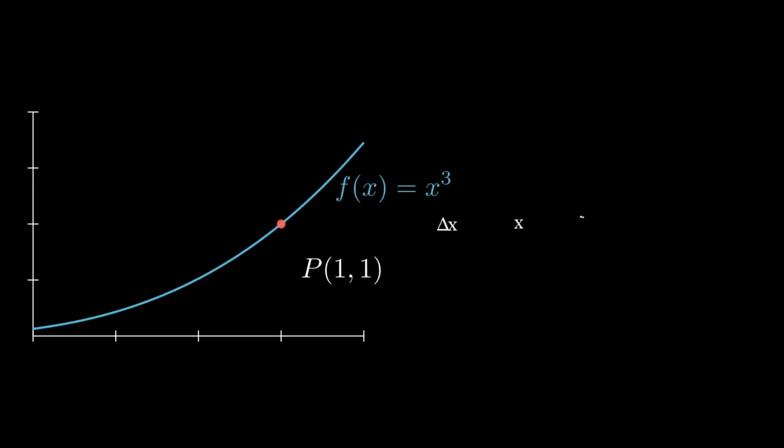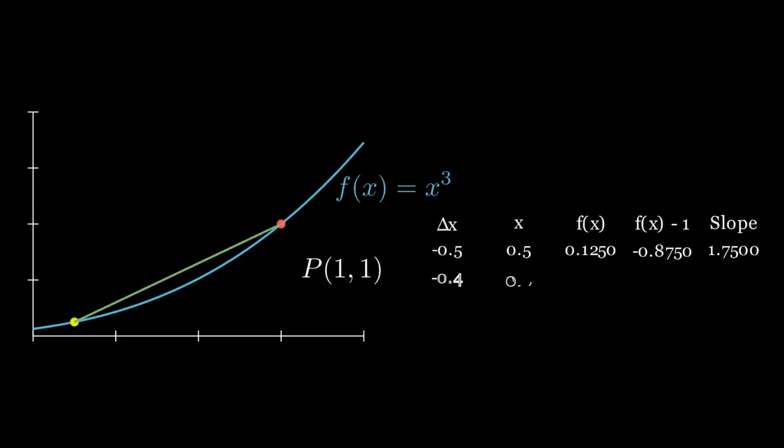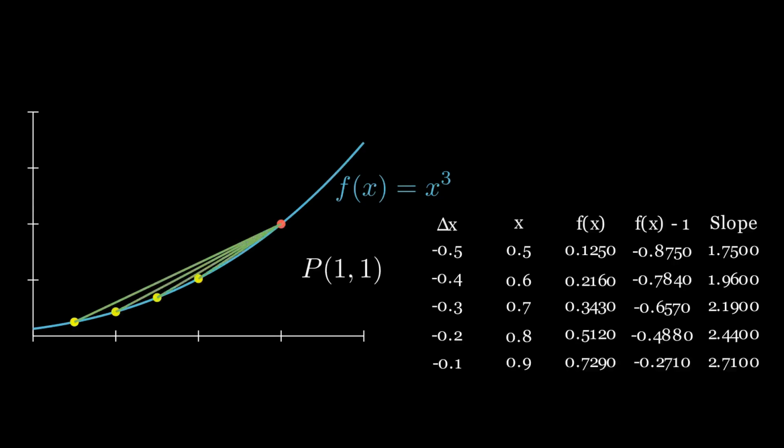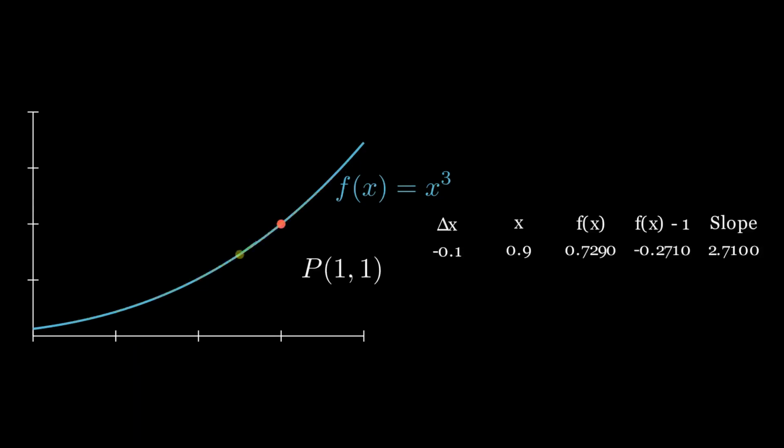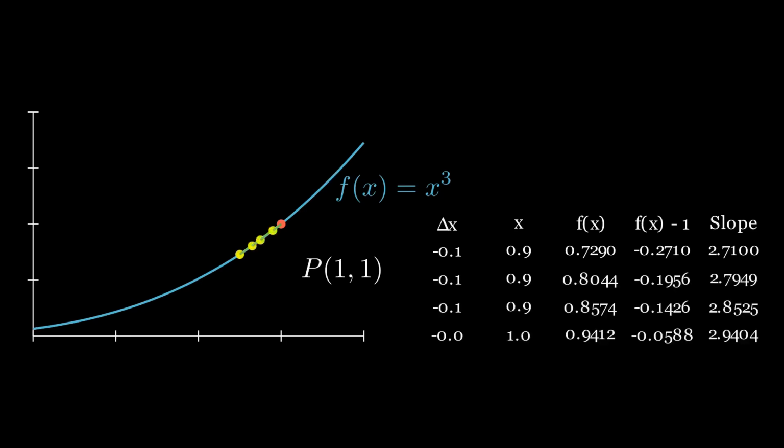We may wish to approach x equals 1, either from the left side or from the right side. We can also choose the increment, or the value of delta x. We see that the slope changes and the value gets closer to 3.